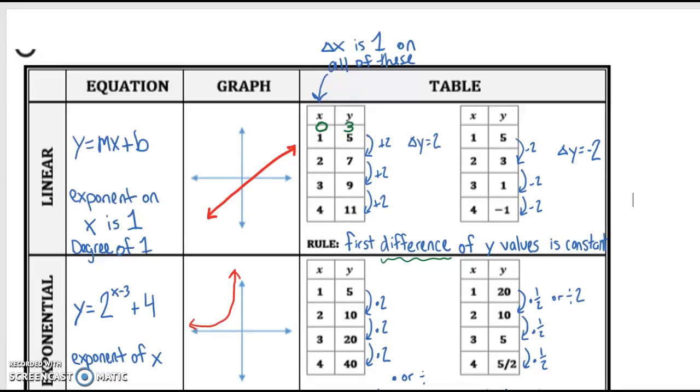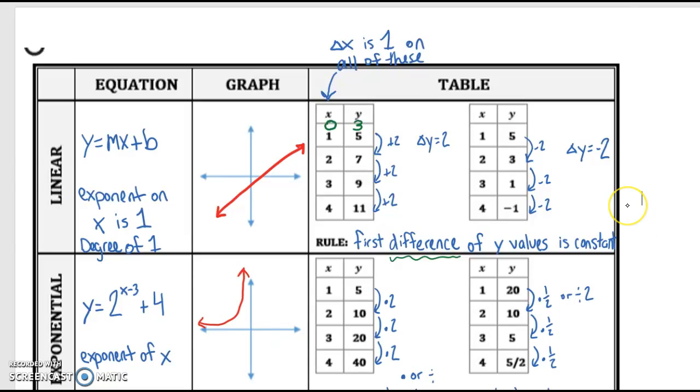All right, guys, sorry to change this up and not be here. Hopefully you've already copied all of this down.